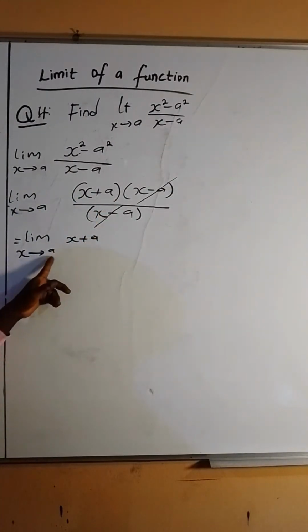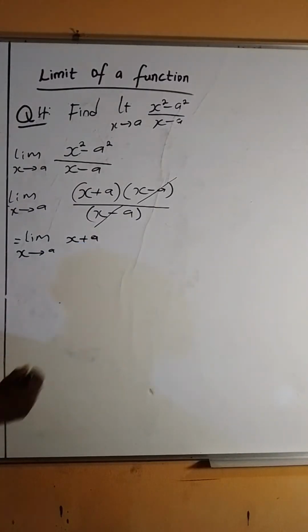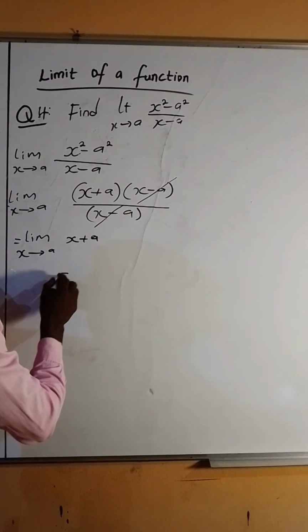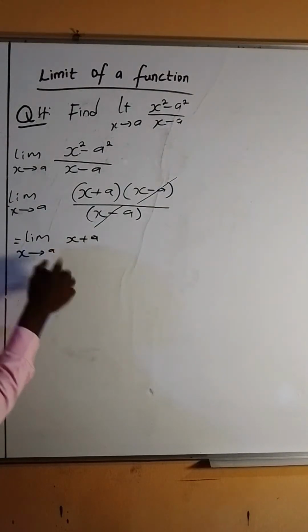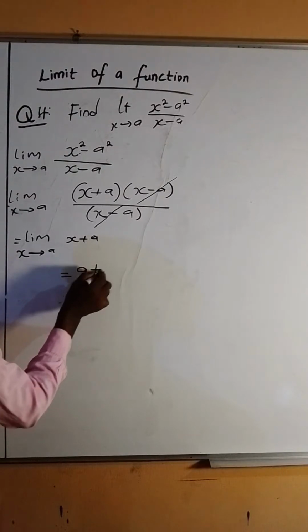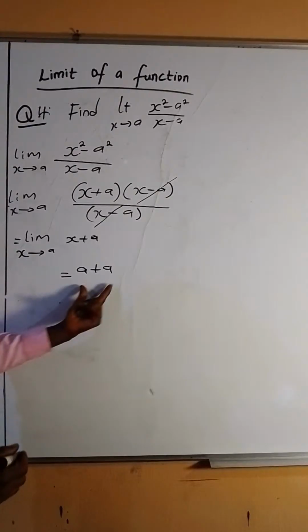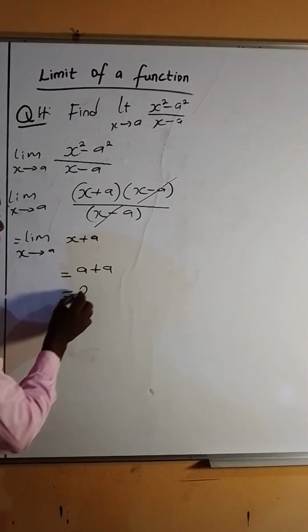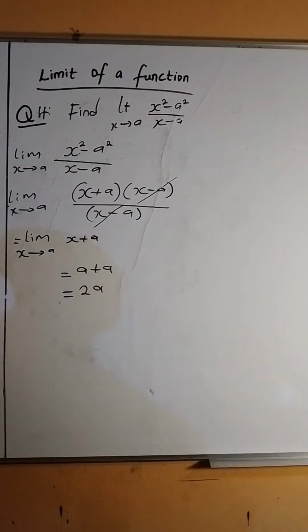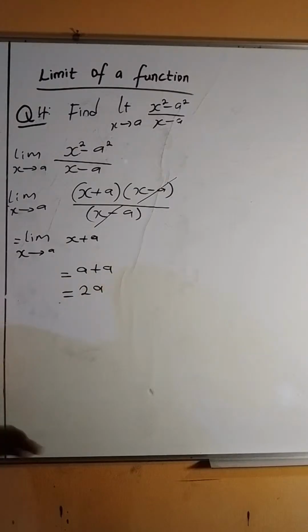Now, it is easy for us to substitute. Let us go ahead and do our substitution. So what it means is that we substitute for x, as x approaches a. So we are going to have a plus a. I hope we are following. And we know that a plus a will give us 2a. So this is what we have for the fourth question.